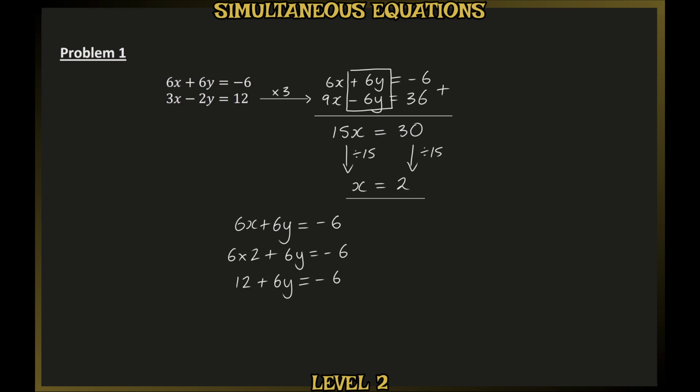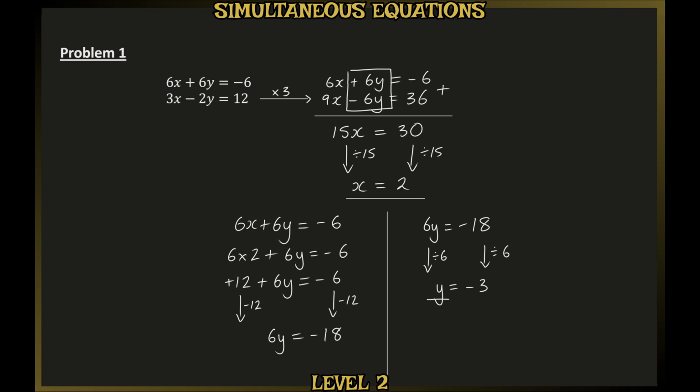We can now solve by subtracting 12 from the left to remove this positive 12 and do the same on the right. On the left, the plus 12 and the minus 12 cancel out to leave us with 6y, and on the right, minus 6 minus 12 gives us minus 18. We can now remove the times 6 in front of the y by dividing by 6 and doing the same on the right. And on the left, the times 6 and the divide by 6 cancel out to leave us with y. And on the right, minus 18 divided by 6 is minus 3. So y is equal to minus 3. And this means that our final answer to problem 1 is x is equal to 2, y is equal to minus 3.